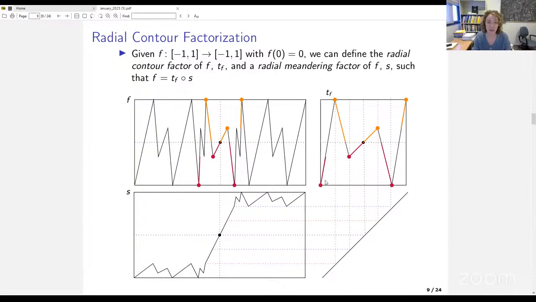And essentially what you get is your initial map, but without all of the extra noise and zigzagging. We call this map here our radial contour factor, and we denote it by TF. This becomes very important. And then our radial meandering factor is just a map S for which this equality holds: F equals TF ring S. It's not going to be unique, but you can always find at least one which is sign preserving, which is good.